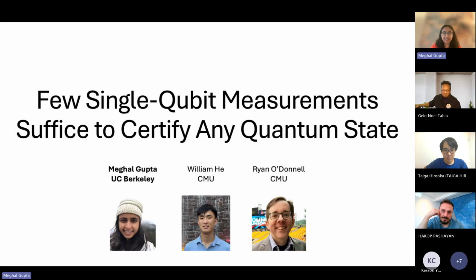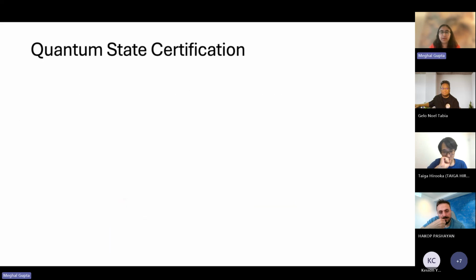Thank you so much for introducing me and also for inviting me to give this talk. The work I'm going to be presenting on is called Few Single Qubit Measurements Suffice to Certify Any Quantum State. This is joint work with William He, who's a third-year graduate student at CMU, and Ryan O'Donnell, who's a professor at CMU. Cool. Okay, so let me start by defining the problem of quantum state certification and motivating it.